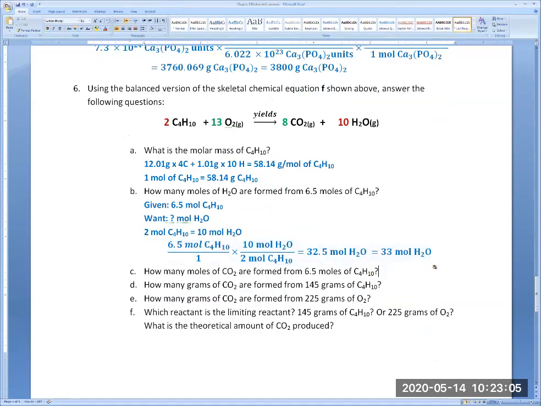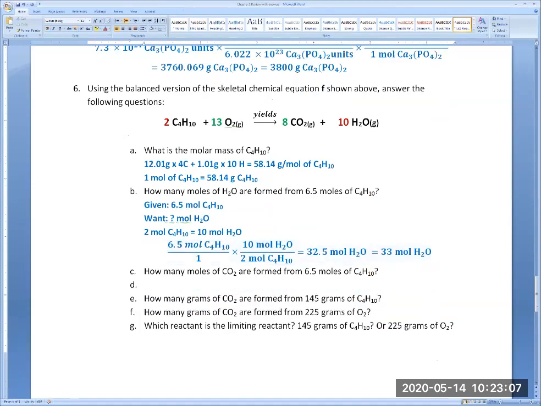So there's another question very similar, just to practice, because there's no way to learn this other than by practicing. So let's go over this new question. How many moles of CO2 are formed from 6.5 moles of C4H10? So the given from the text here is again 6.5 moles of C4H10.